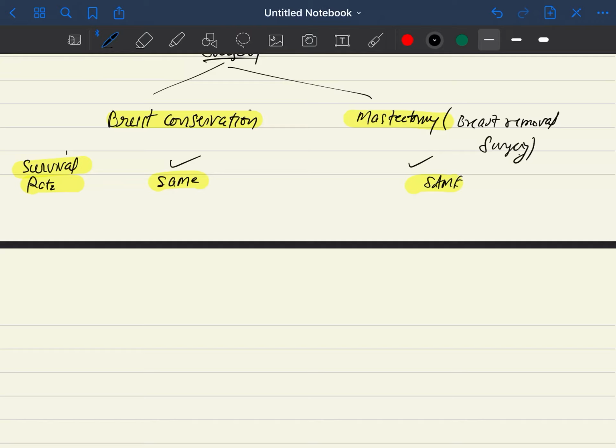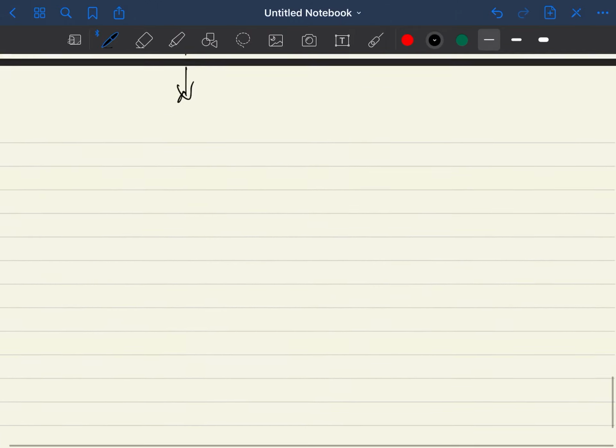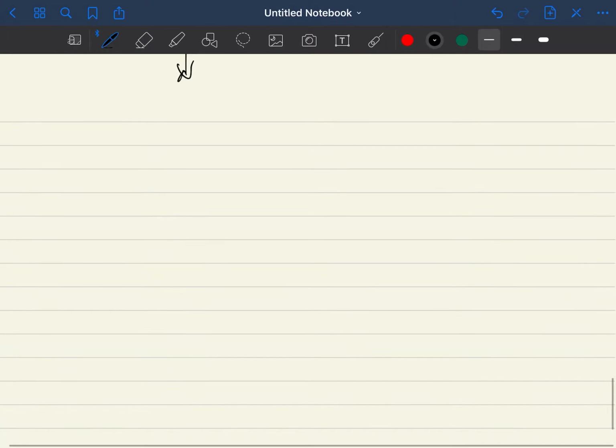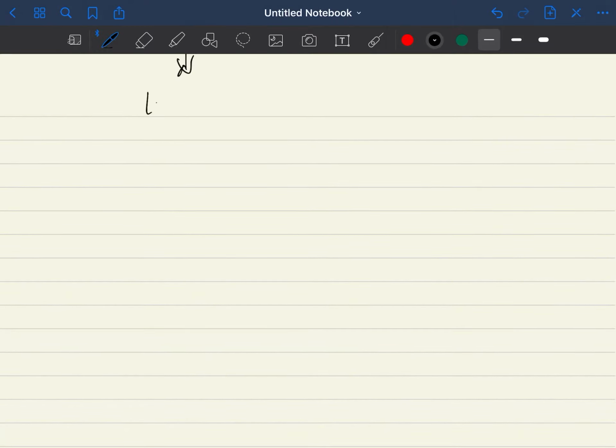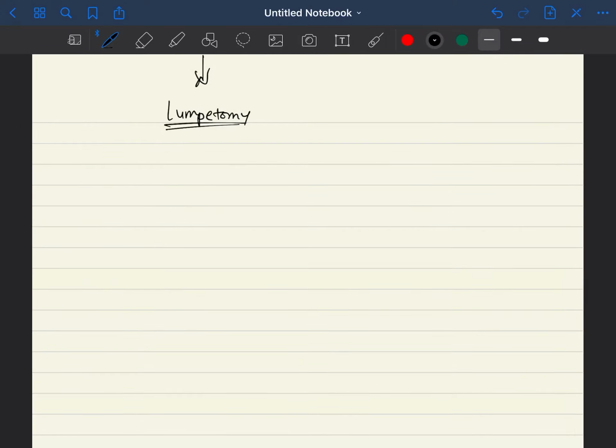So first one is breast conservation surgery. We will only remove the lump, all right? Only lump removal. It is also called the lumpectomy, all right? Whenever we do a lumpectomy, we take a margin of 1 mm, right? 1 millimeter margin, right? What are the contraindications for the breast conservation surgery?